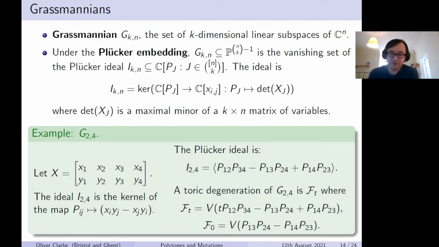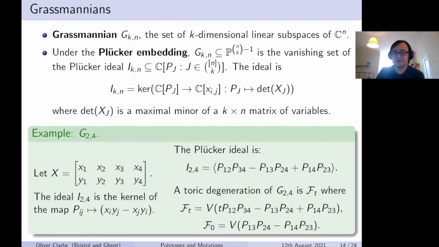And so using this description, we can give a toric degeneration of Grassmannian 2, 4, where the fiber over T is the vanishing set of this polynomial. So in particular, if I look at the fiber over 0, I get the vanishing set of this irreducible binomial, and this is a toric variety. So how do we do this in general?